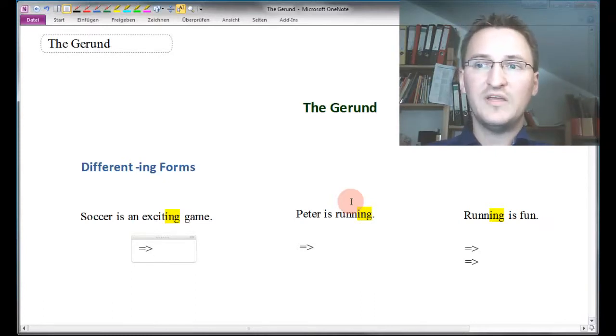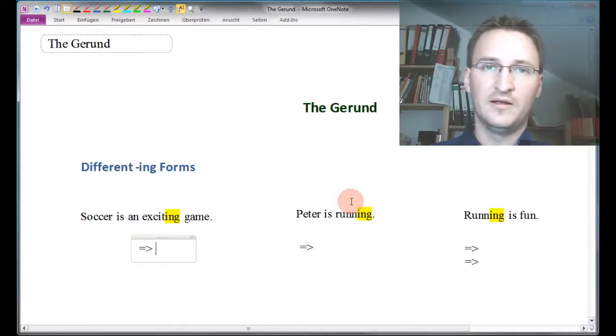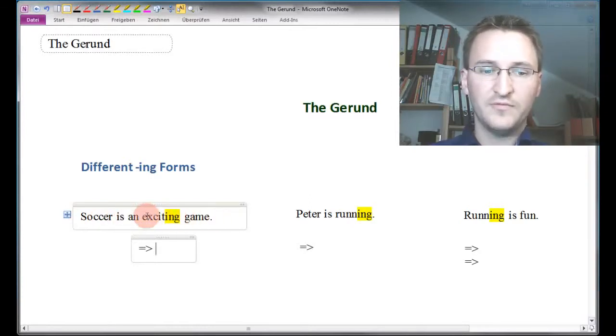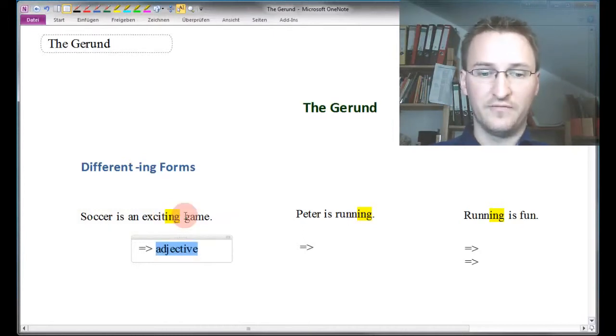However, while all these sentences look similar on the outside, after all, they're all ing forms, grammatically speaking, they are very, very different. Let's take a look at the first sentence here. Soccer is an exciting game. If we take a look at the word exciting, we might as well replace it with a word such as nice. And thus, it becomes clear that here the ing form is simply an adjective.